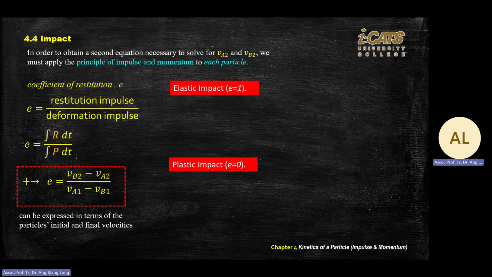There are two scenarios. After this, we have a break, because too much info already. Okay. If the question says the impact is elastic, elastic means what? It bounces back, like a tennis ball. So you have E equal to 1. E equal to 1 means straight away you substitute 1 here.